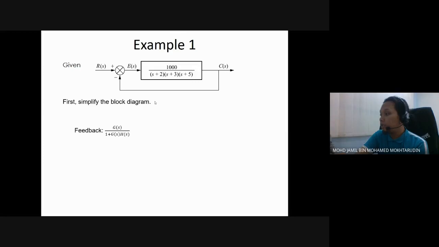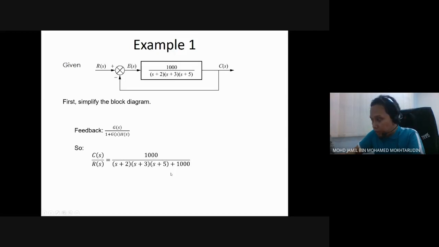Okay, so first simplify. So 1000 divided by (s plus 2)(s plus 3)(s plus 5) plus 1000. After you simplify, then you need to expand this multiplication so that you get a complete polynomial for the denominator. So you expand, and you get s cubed plus 10s squared plus 31s plus 1030. Okay, so you use the denominator to generate your Routh-Hurwitz table.